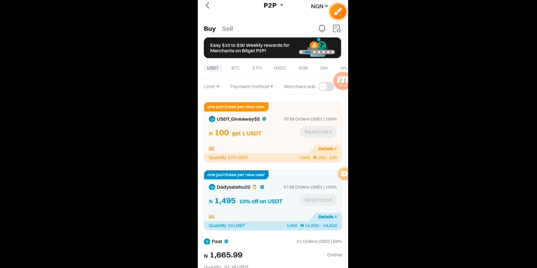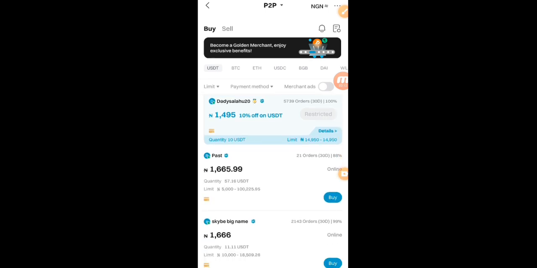Now before you do that, I want to show you the things you consider. You can see the coins I can buy from P2P here. You can see USDT here, Bitcoin, Ethereum, USDC, this Bitget coin, DAI, so many of them. If you keep scrolling, you see. But I want to buy USDT, so that's what I want to buy right now.